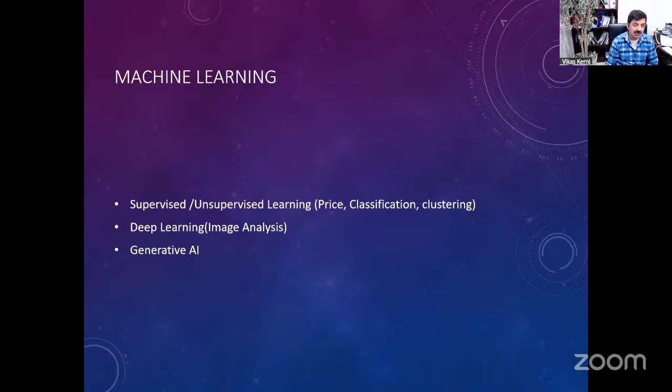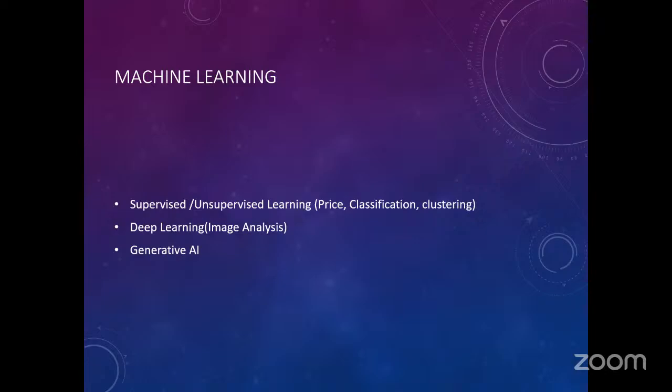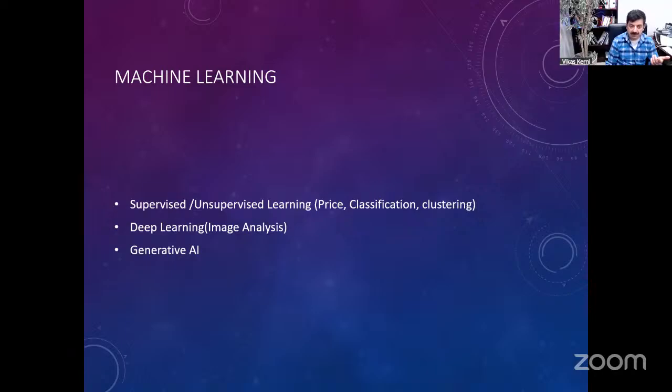Then there is a type of machine learning called deep learning, where you use a neural network to find the final outcome. Generally, for image analysis and voice recognition, we use deep learning. And generative AI, like ChatGPT, all of us know what generative AI is. You give prompts, and based on the prompts, it gives you content, text. It can generate videos, create images, and create audio.